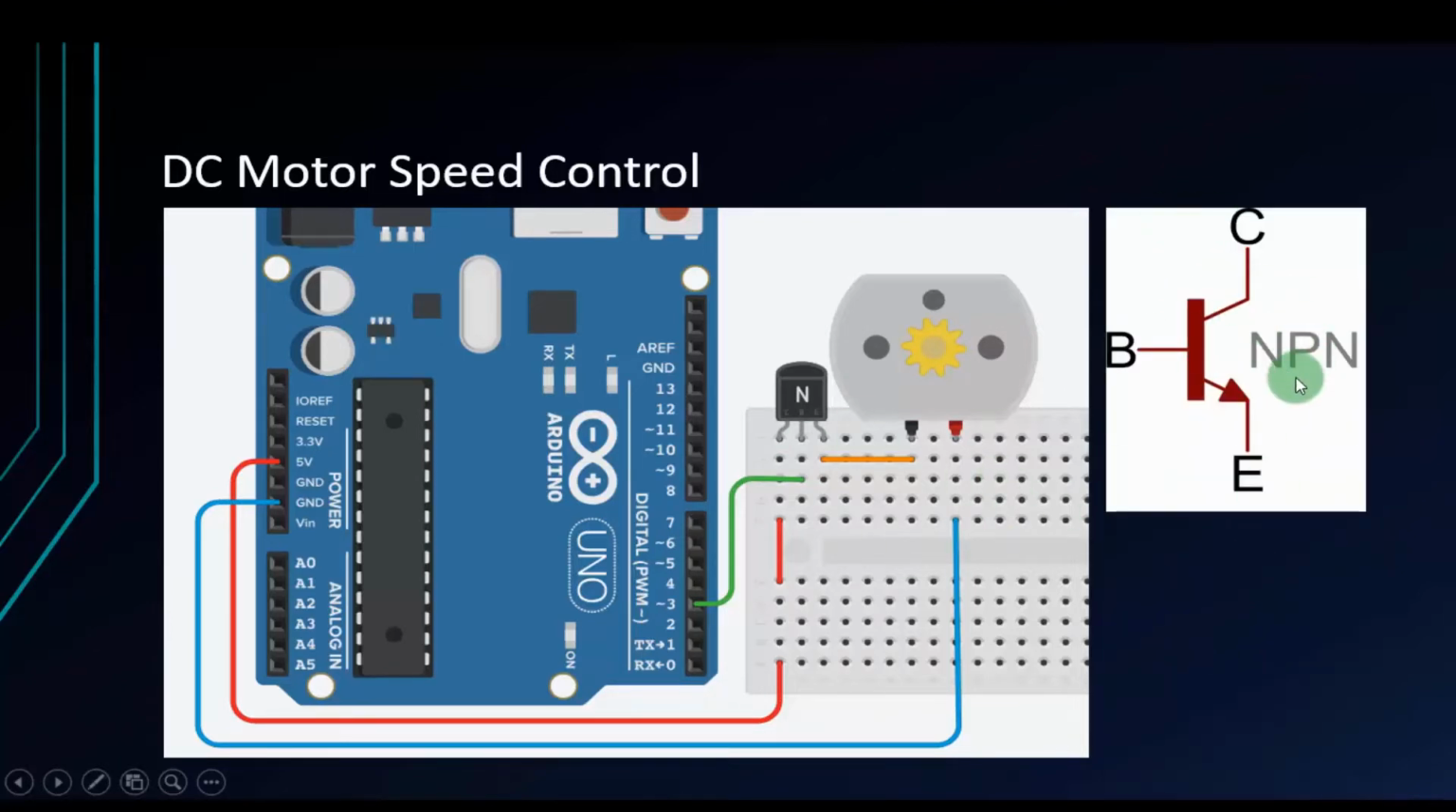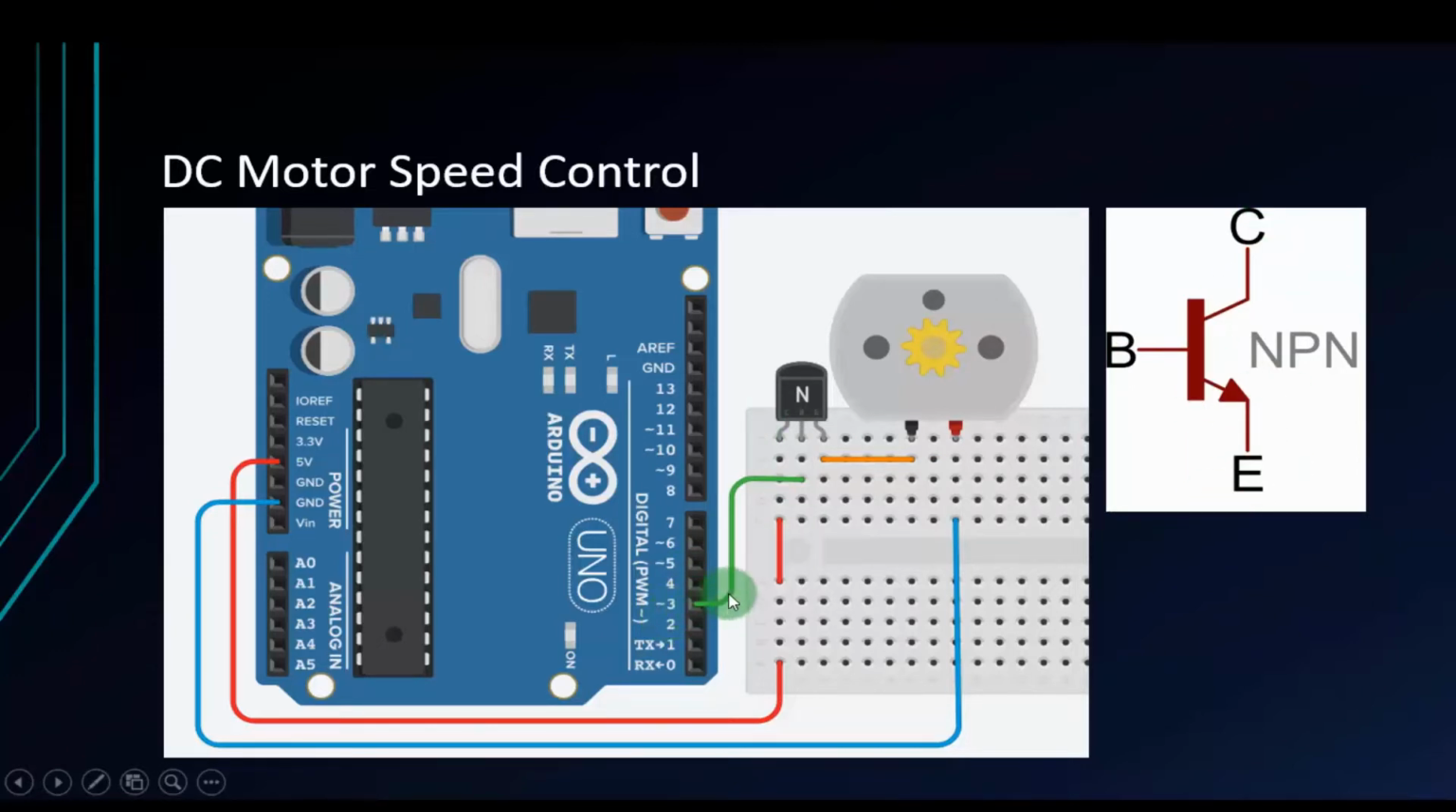This is the NPN transistor. You see there are three pins: base, collector, and emitter. When I supply voltage to the base pin, the collector will connect to the emitter. You can just understand it like that.